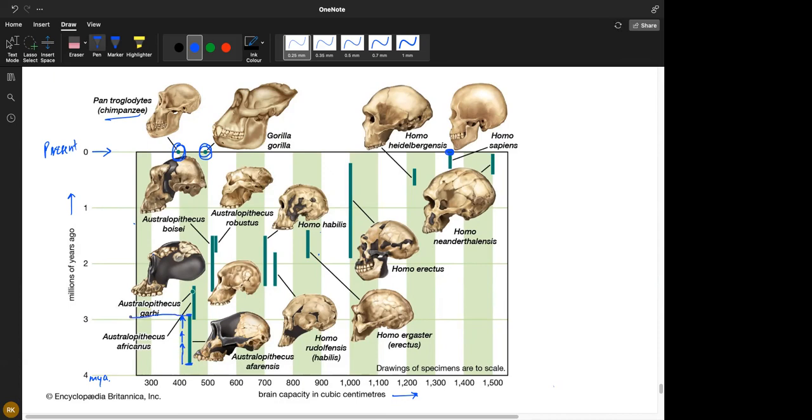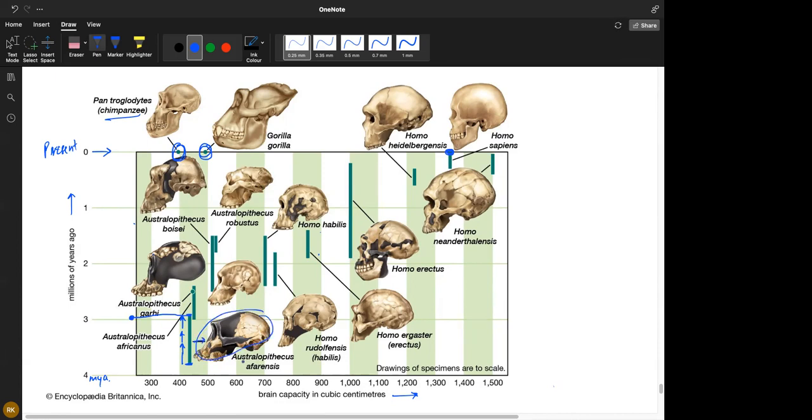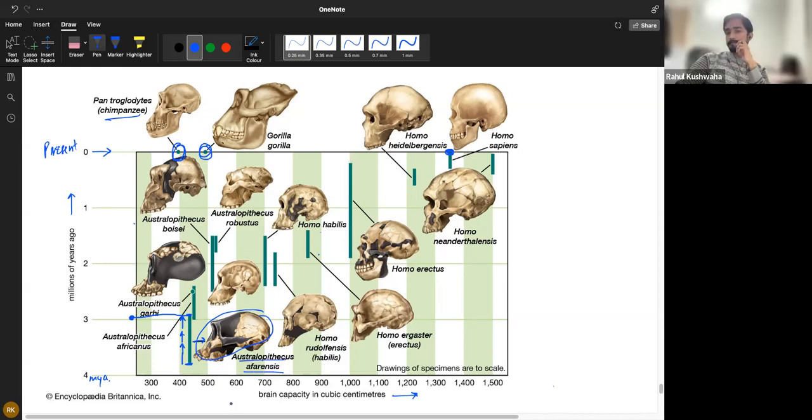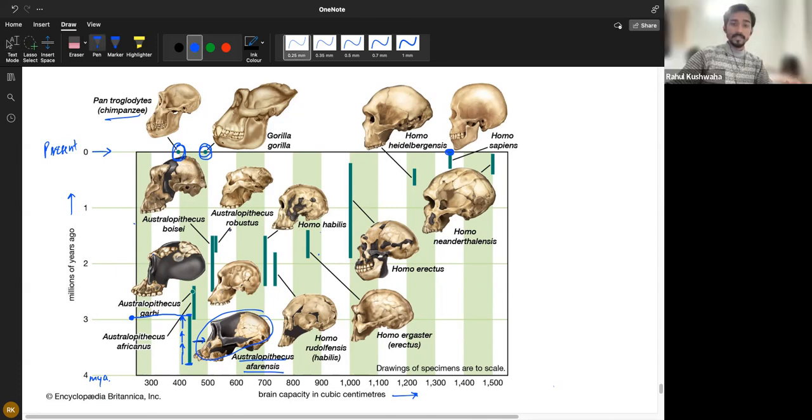Yeah. And around 3 million years ago, what is this species? This species is this one. Can you see the line, this one? Yes, sir. It's Australopithecus afarensis. So Australopithecus is a genus. It is not a species, okay? So you will find multiple Australopithecus species itself.